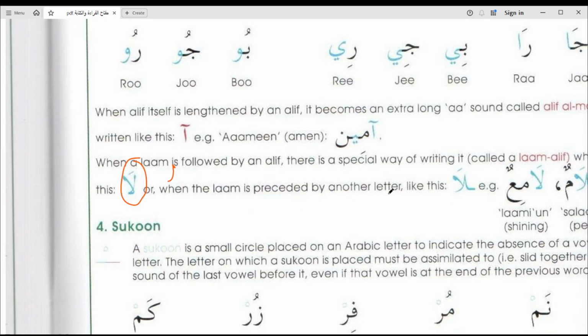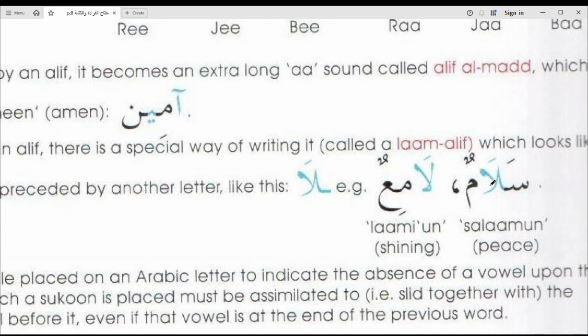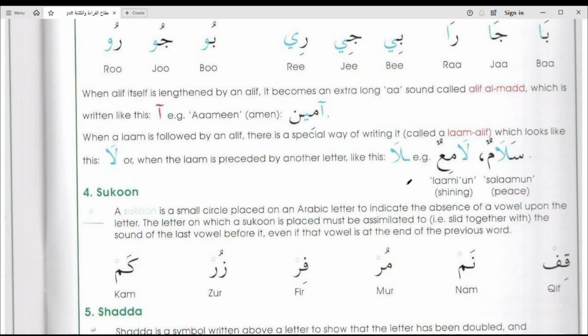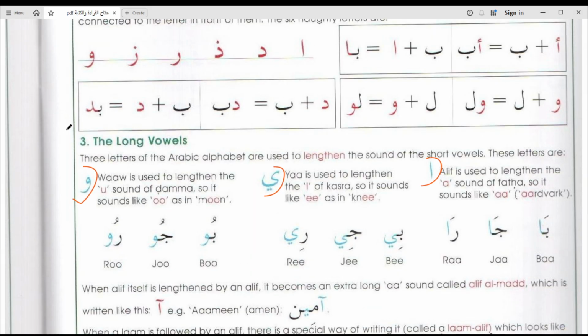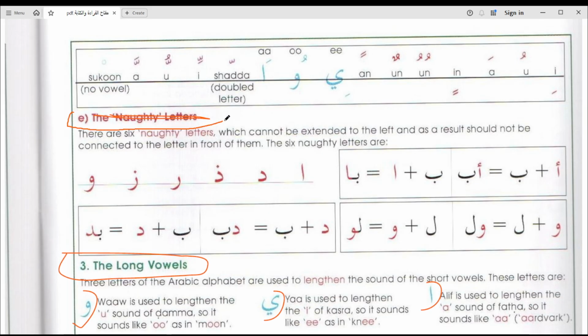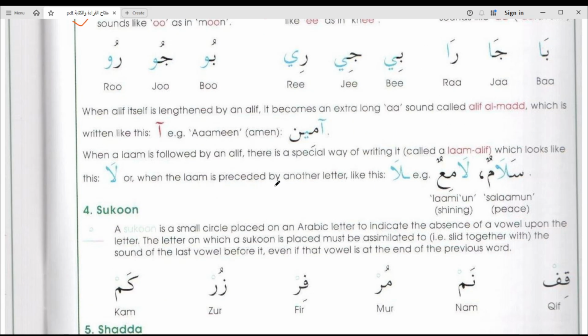When the lam is preceded by another letter, like this, for example, sin, and after it comes lam alif, it's going to have this shape. These shapes, we are going to talk more about them, don't worry. It's not like you need to grasp all, but the most important one is the long vowels and the orphaned letters, the alif, dal, dal, ra, za, waw.